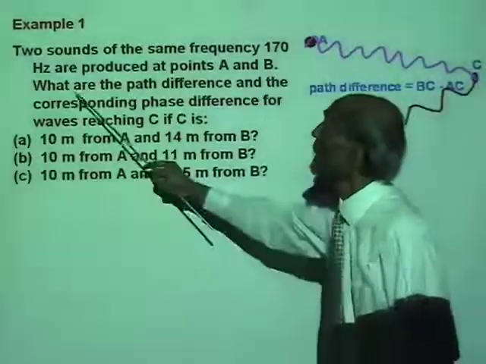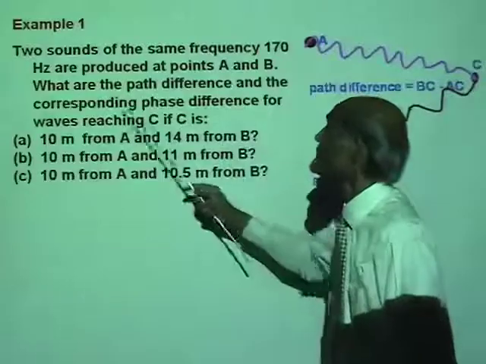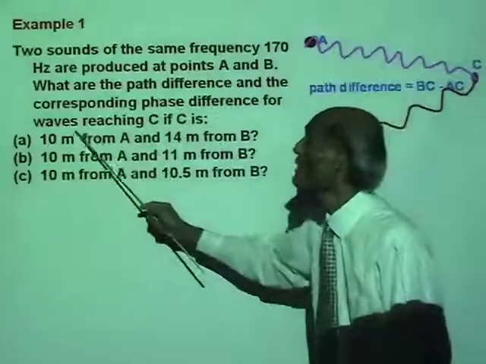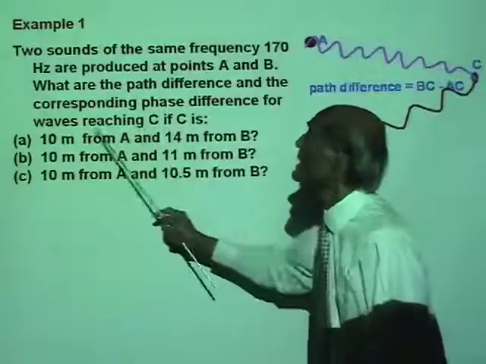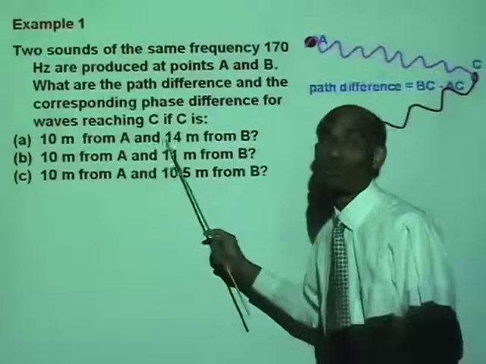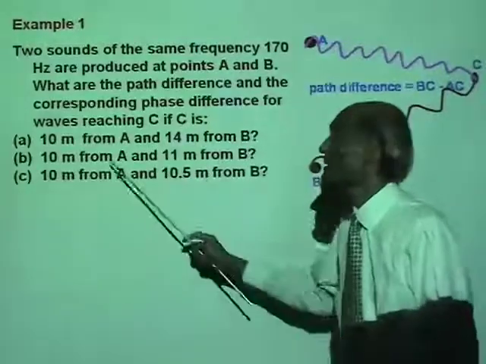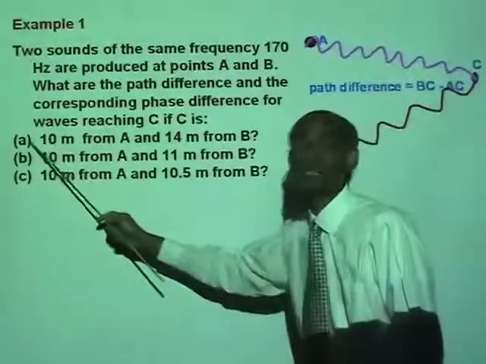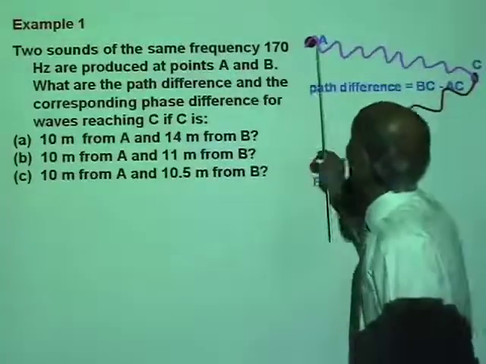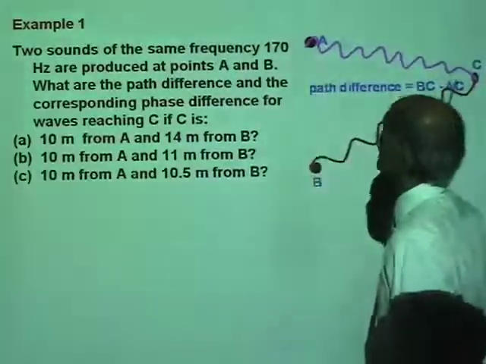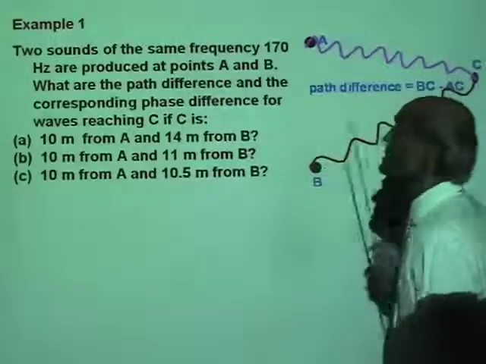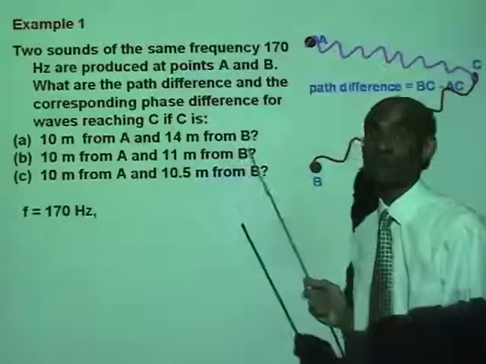You need to find what are the path difference and the corresponding phase difference for waves reaching C if C is 10 meters from A and 14 meters from B. Well, there are three situations. Let's take one at a time. Alright, in case 1, distance AC is 10 meters and distance BC is 14 meters.